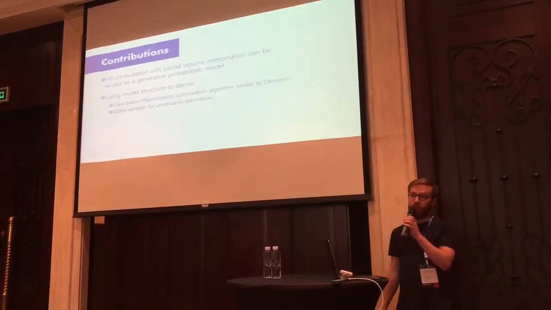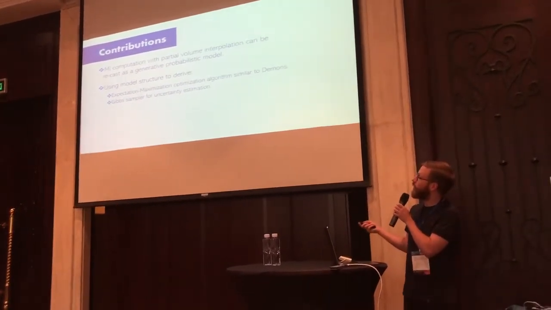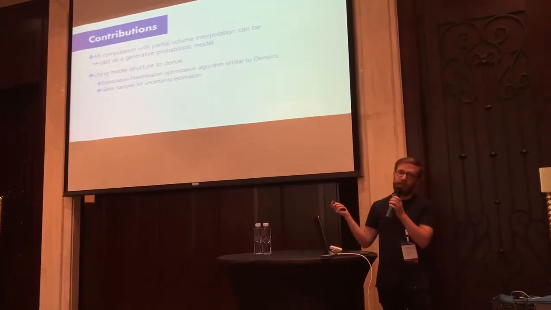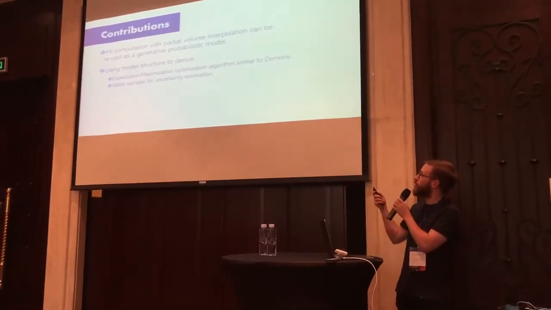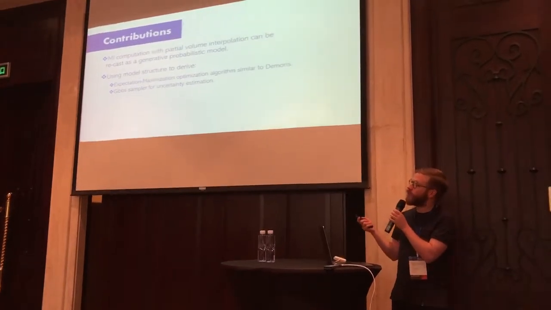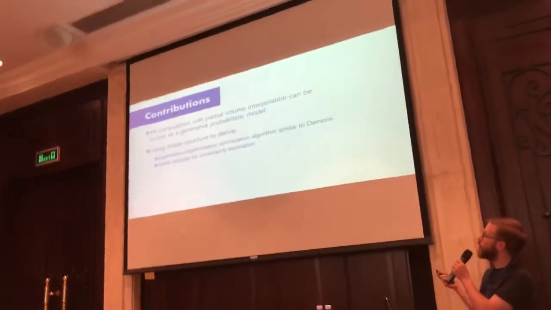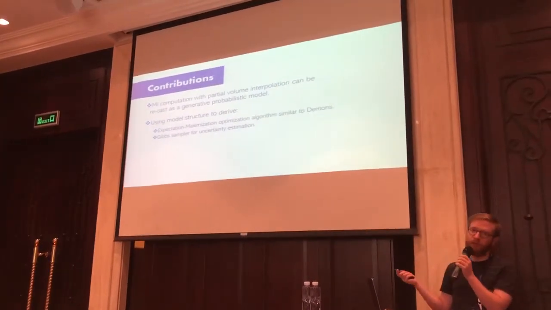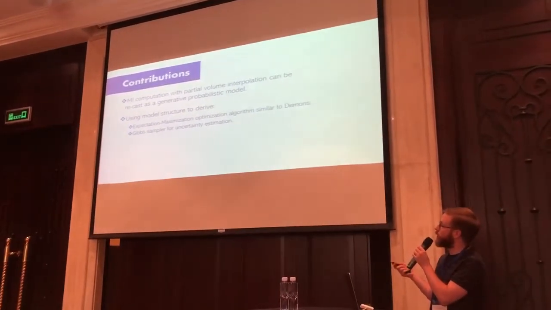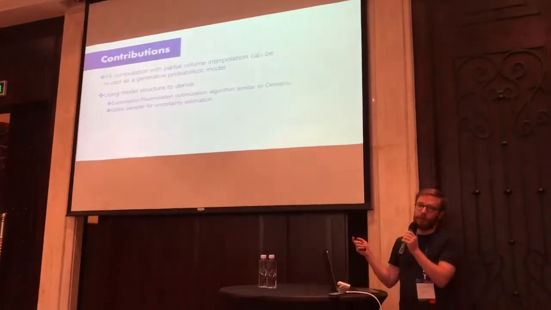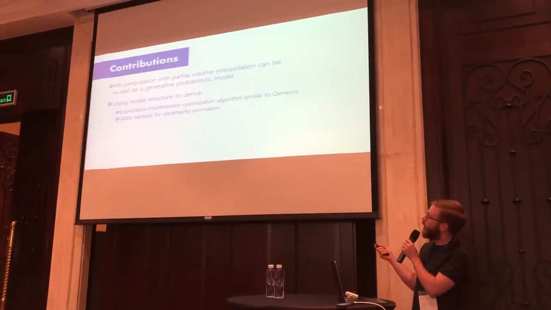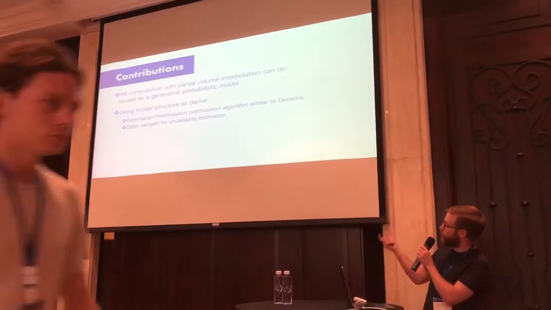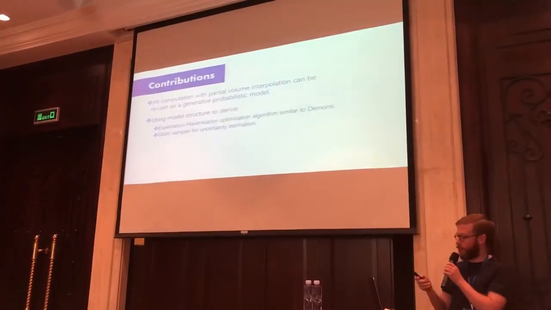So the contributions of our paper are to recast mutual information computations with partial volume interpolation as a generative model, and then use the structure of this model to derive an expectation-maximization algorithm, which is similar to daemons, and then a Gibbs sampler for uncertainty estimation.